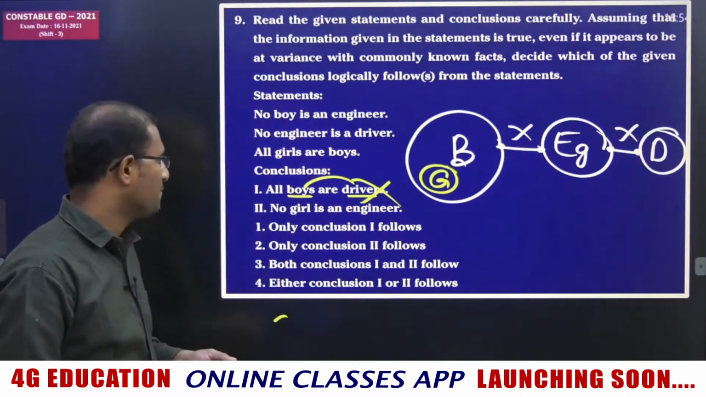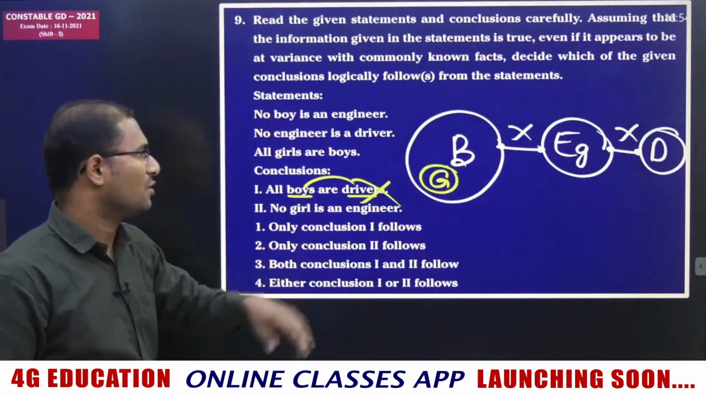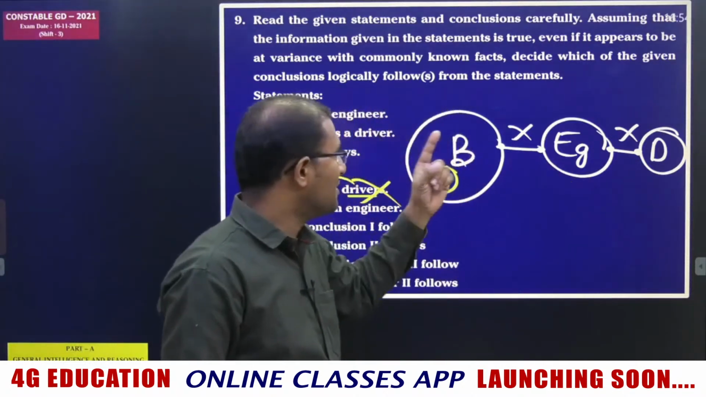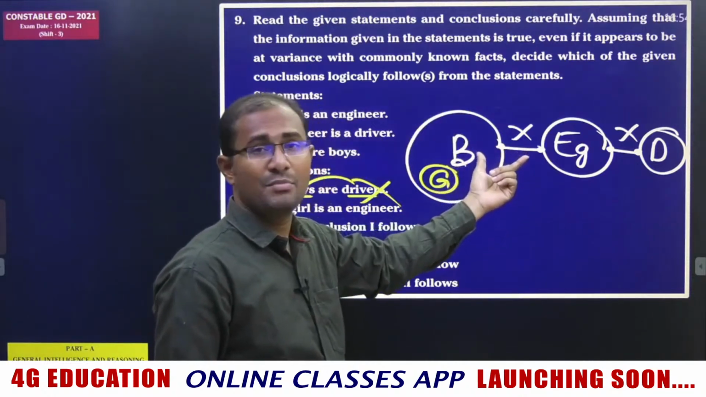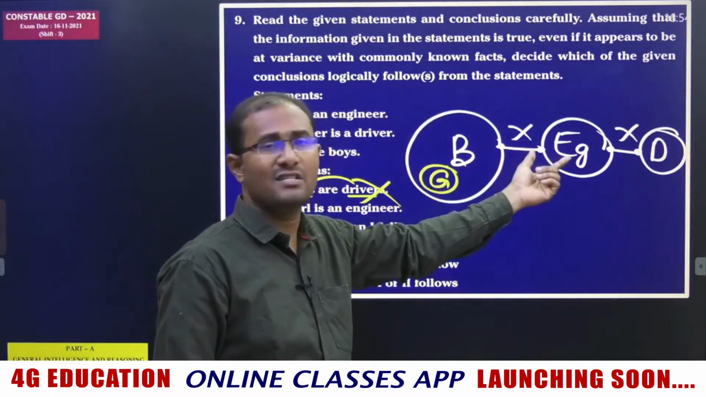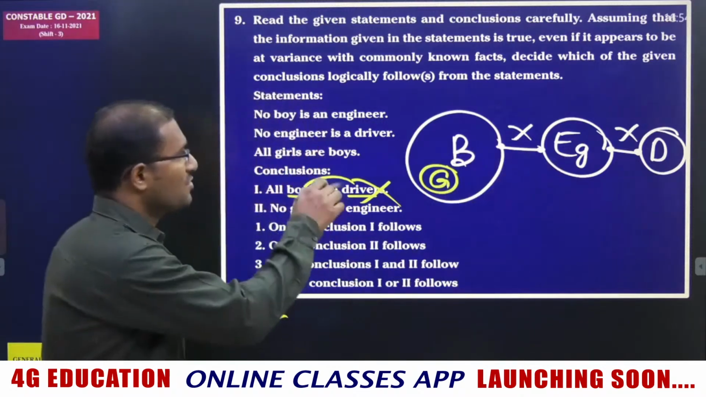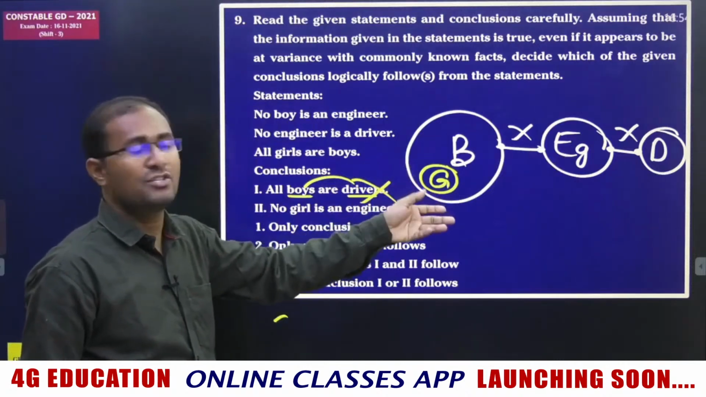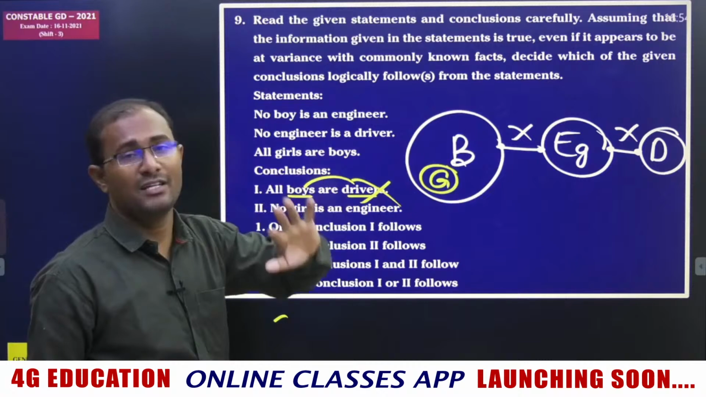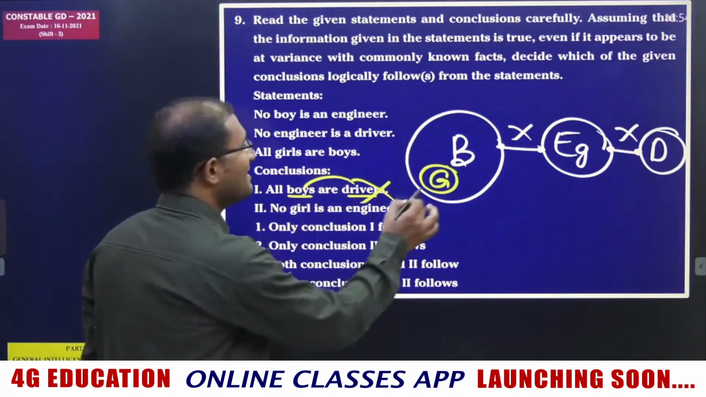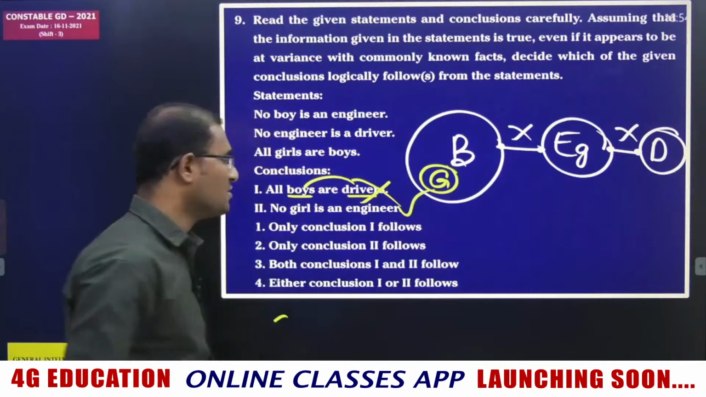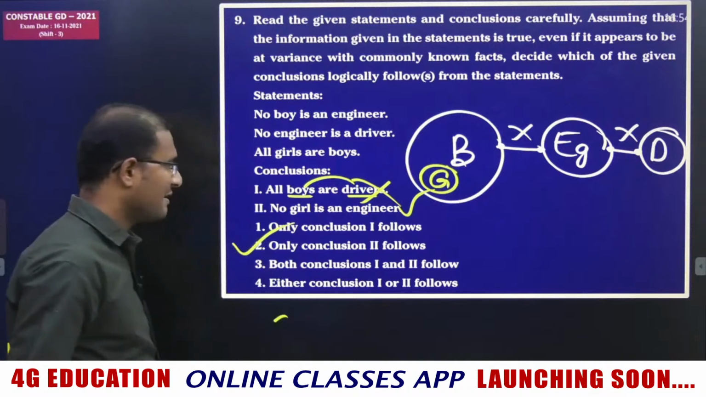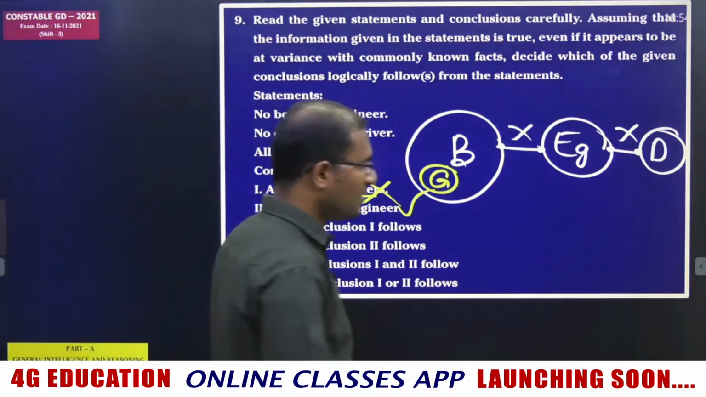Now what about the second one? No girl is an engineer. Girl circle to engineer circle, what is the relation? As the relation between the boy circle and engineer circle is a no-type relation, the relation between the girl circle and engineer circle is also a no-type relation. If there is no relation between boys and engineers, then definitely there will be no relation between girls and engineers also. It means 'no girl is an engineer' is a correct conclusion. So only the second conclusion follows the given statements. It means the second option is the right answer for this ninth question. Now let us move on to the next question.